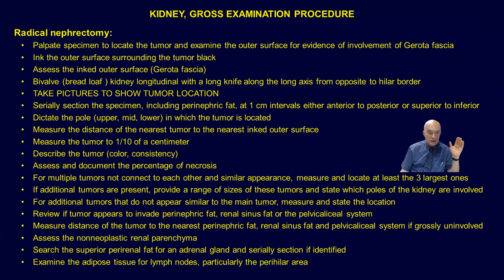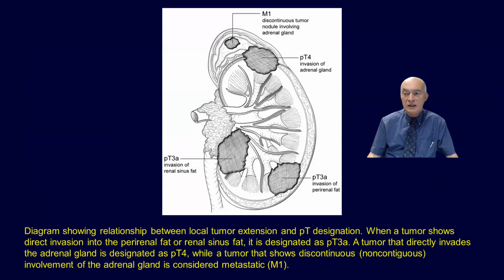So all these aspects that are outlined here, I'm not going to go into detail, but they're also outlined in the CAP protocol. Here we have a nice illustration of the kidney that is also presented in the CAP report. You can see the different stages, for example, when the tumor is invading the pelvis or the pelvic fat, or invading the perirenal fat, or invasion of the adrenal gland. The two types of invasion.